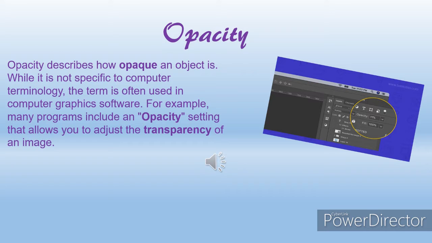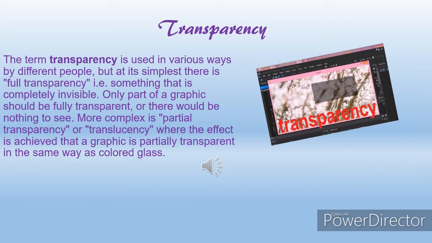Opacity. Opacity describes how opaque an object is. While it is not specific to computer terminology, the term is often used in computer graphics software. For example, many programs include an opacity setting that allows you to adjust the transparency of an image.